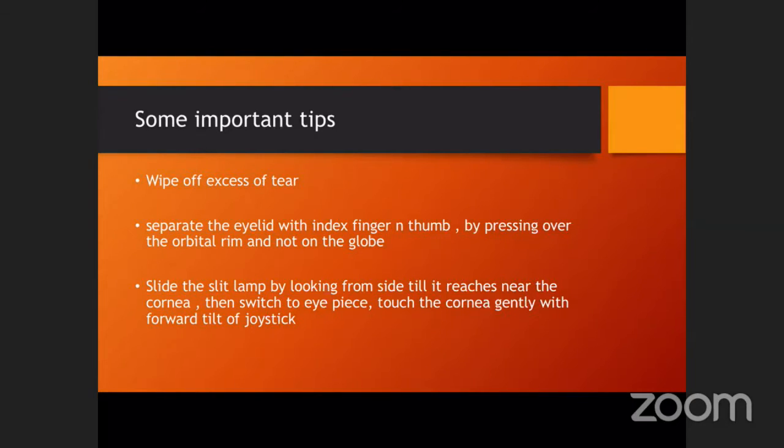But mind you, we have to press over the orbital rim and not on the globe. Now, when we want to take this IOP, we have to slide the slit lamp, looking from the side, till it reaches near the cornea. Then one has to switch to the eyepiece and touch the cornea gently with only a forward tilt of the joystick.